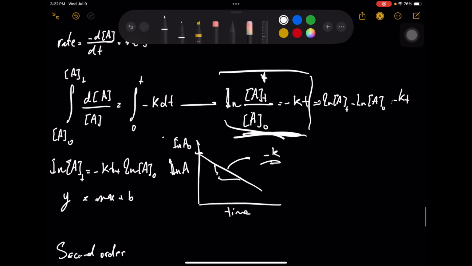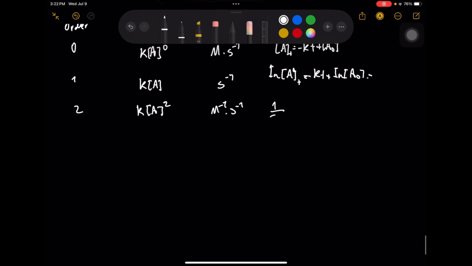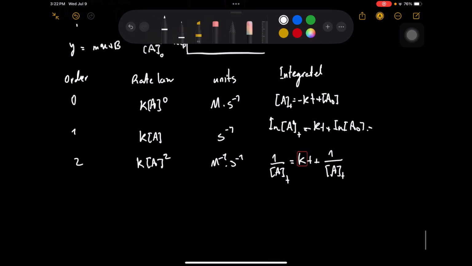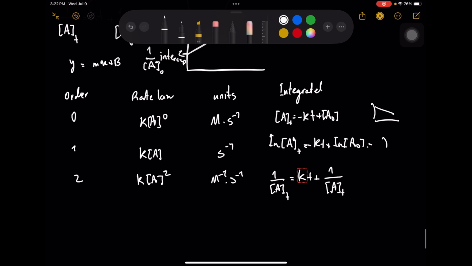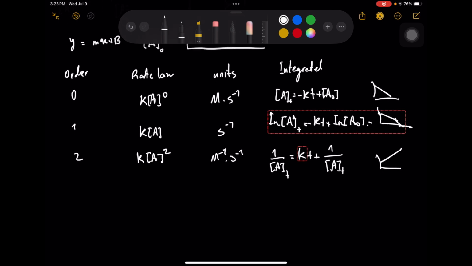This is an important one. And for the second order, it's just 1 over the concentration of A at time t equals kt, with a positive k, plus 1 over A 0, and their graph would look like this, with a positive slope. Now let me just show it, starting at 1 over A 0, and this one goes up, positive k. So now let's try to solve an example.